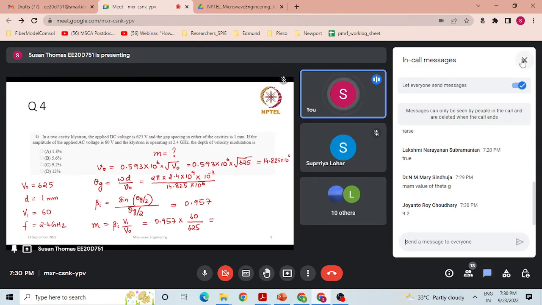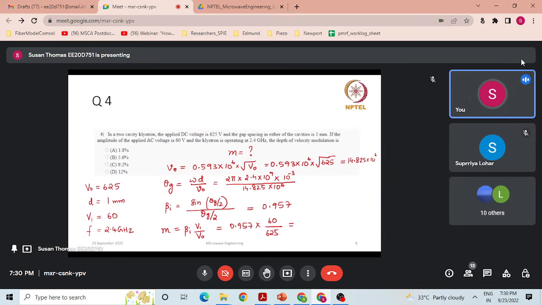Yes, somebody had responded. Yes, right. So you will get the answer as 0.092. This is the modulation depth. In percentage, it will be 9.2%. Yes, you are right. Okay, I hope this is clear. Any doubts? Or we'll move to the next question.